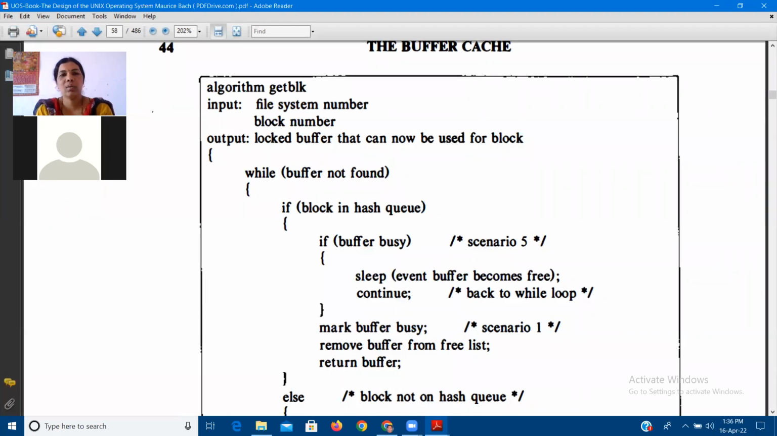Note down the algorithm getblk. Input to this algorithm will be the file system number and block number, and output of this algorithm will be a locked buffer that can now be used for the block. Body of the algorithm. Henceforth, as we are discussing algorithms, the first line indicates the name of the algorithm. Then the input, what kind of input we are providing to this algorithm, then the output of that algorithm, and then the actual body of that algorithm.